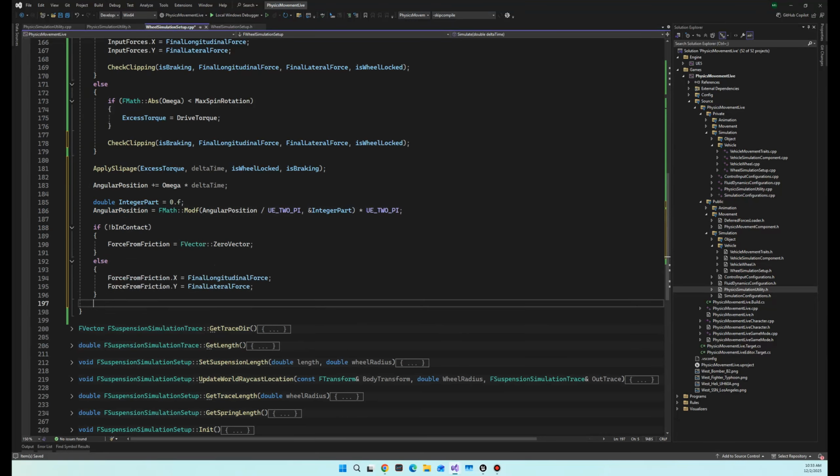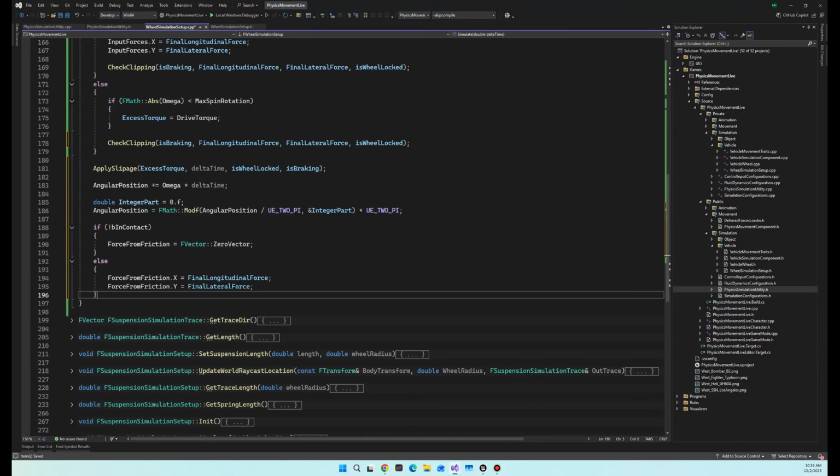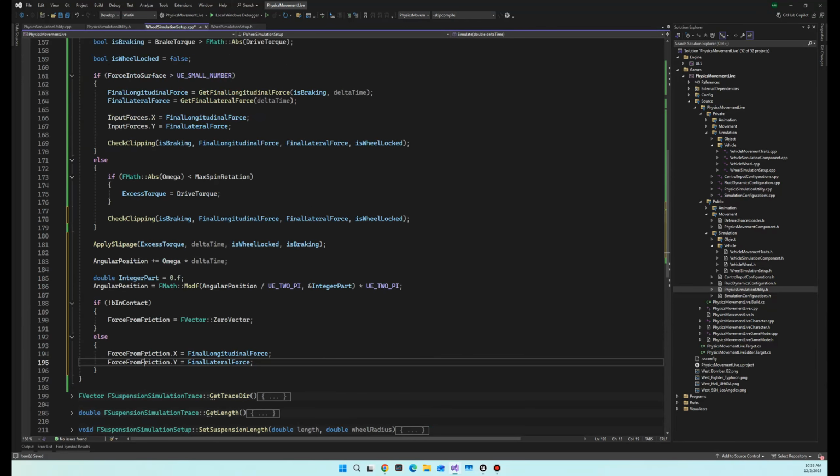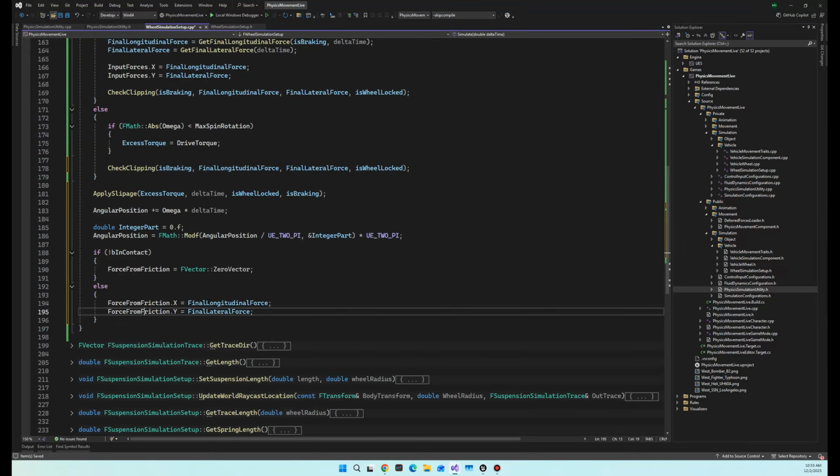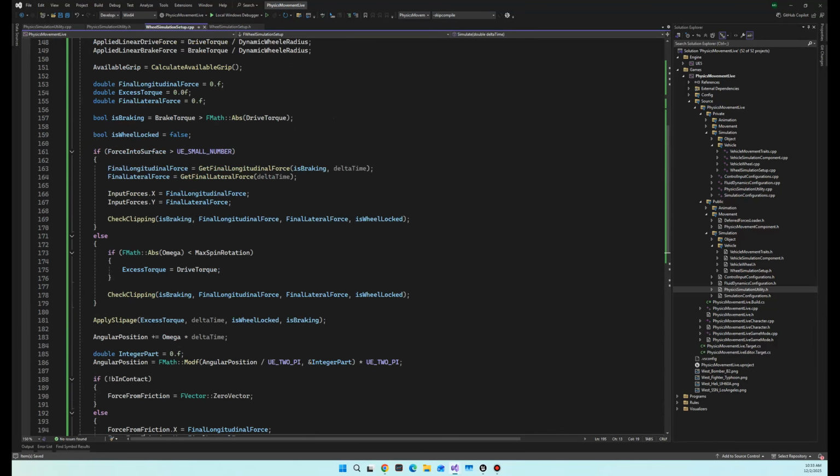And then this is the final friction that we've calculated. So again, if we're in contact, if we're not in contact, right? If we're not in contact, then we have 0 friction. That wheel is going to give us 0 force if it's a powered wheel. Otherwise, if we are in contact, then we just take the final longitudinal, final lateral, and put that into the force form friction there. All right, so that should do it for the simulation part.